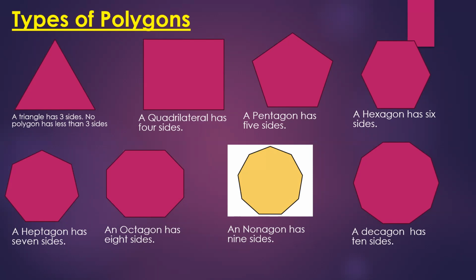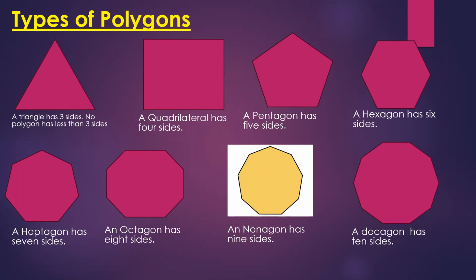Octagon. Octagon, very good. And Olivia, what's the name of the polygon that has 5 sides? Pentagon. Pentagon, very good. Jeremy, are you there? Yes, sir. What's the name of the polygon that has 9 sides? Nonagon. Nonagon, very good.